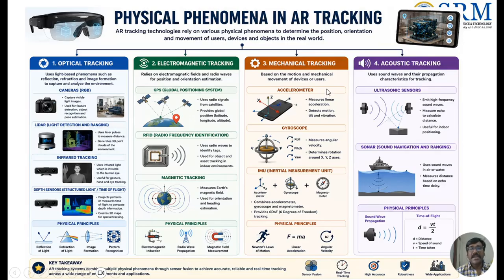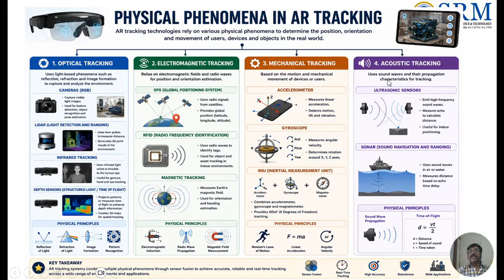The third one is mechanical tracking. The principle behind it is very simple: linear motion and acceleration with respect to Newton's laws of motion. It is based on mechanical movement sensed by an accelerometer and gyroscope, and both of them integrated together are called an inertial measurement unit, IMU. It includes the accelerometer and gyroscope along with the magnetometer.